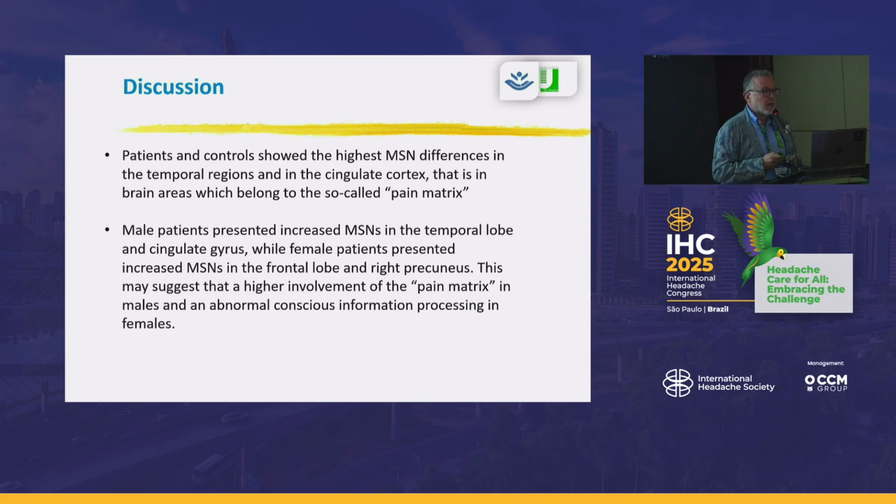Interestingly, while male patients showed abnormal morphometric similarity network abnormalities in a region such as the temporal region and the right precuneus, which are linked to pain processing, in females, the involvement of the frontal lobe and the right precuneus suggests an abnormal conscious information processing.